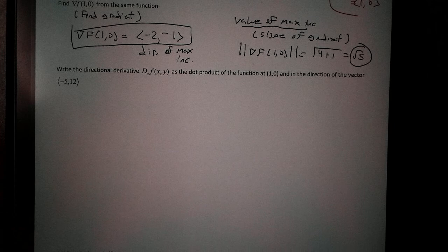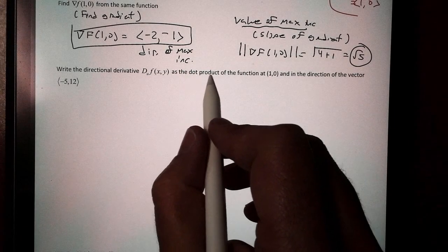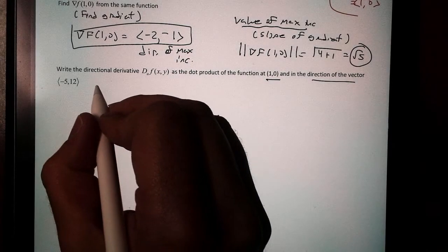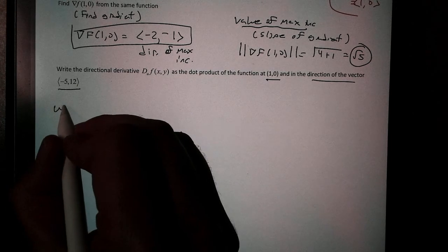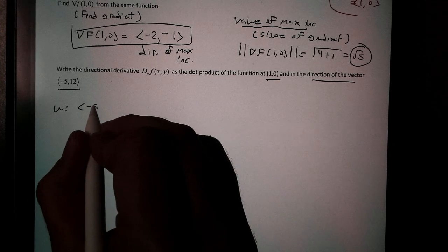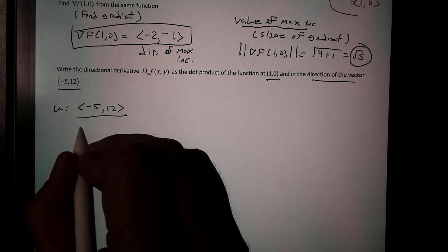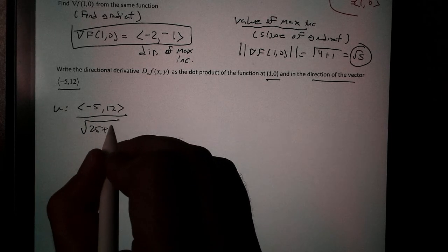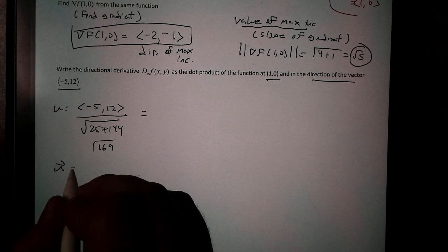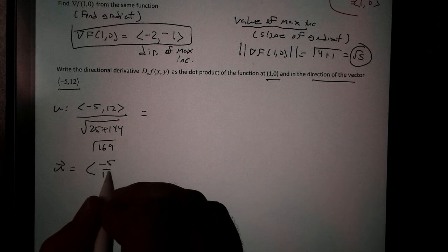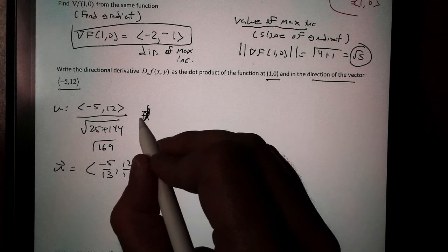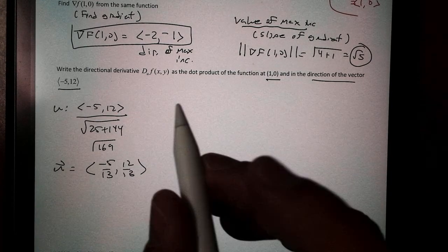All right, the last example here. Write the directional derivative D_u f as a dot product of the function at (1, 0). They're giving my starting point in the direction of the vector (-5, 12). So right away, I should go and find u. This is definitely not a unit vector. So I'm going to take (-5, 12) and divide that by its magnitude. That becomes 25 plus 144, which is 169. That's just 13. So u is (-5/13, 12/13).